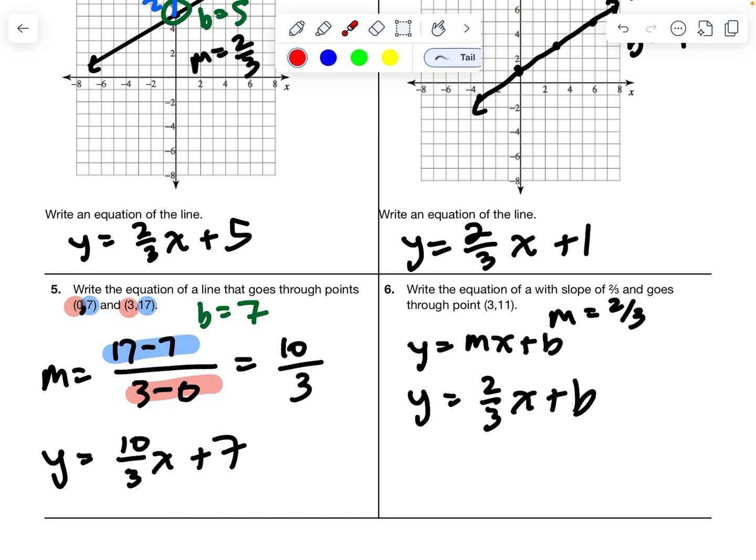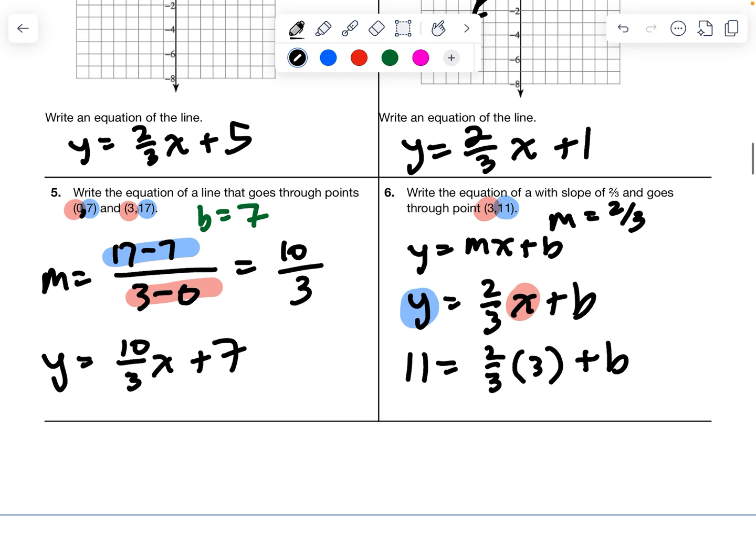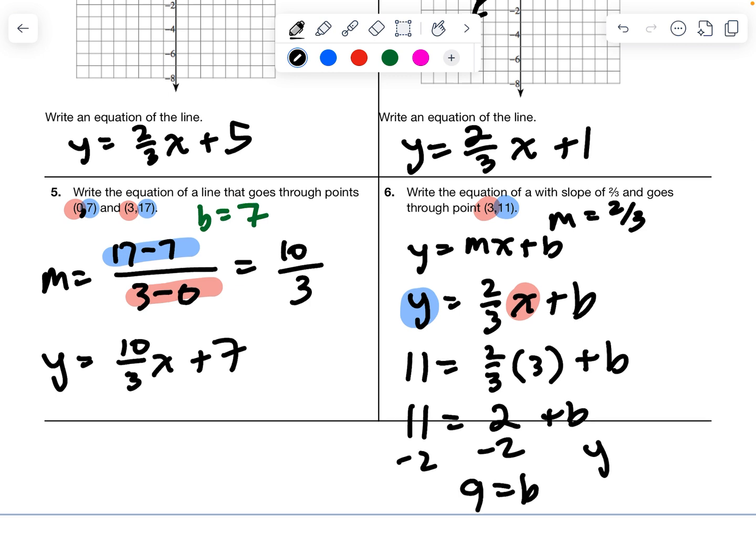Now, luckily, we have an x and a y. So 11 is y, so it can go here. 3 is x, so it can go here. Via substitution and solving equations, we can still get our answer, no problem. So 11 equals 2 thirds, x in this situation is 3, plus b. The y-intercept becomes my unknown, and I can solve for it. All right, so 2 thirds times 3 in your calculator is just 2. And then I have to get b alone by subtracting 2, and I get 9 equals b. So my equation is y equals 2 thirds x plus 9.